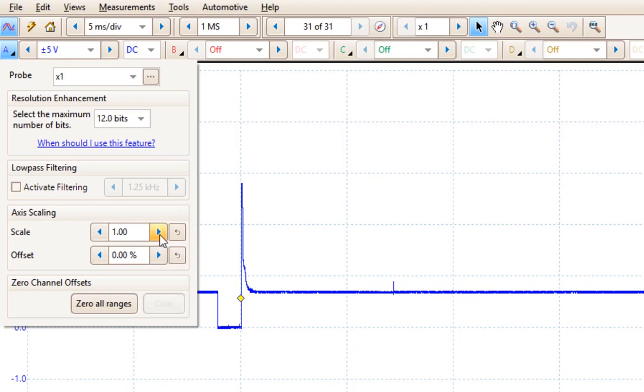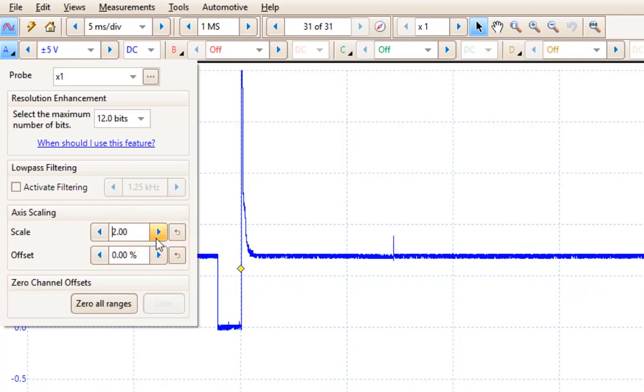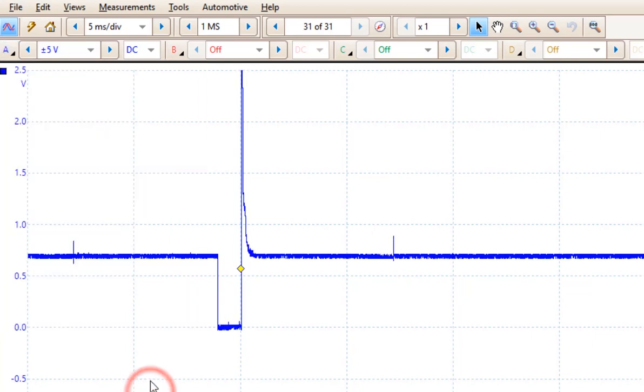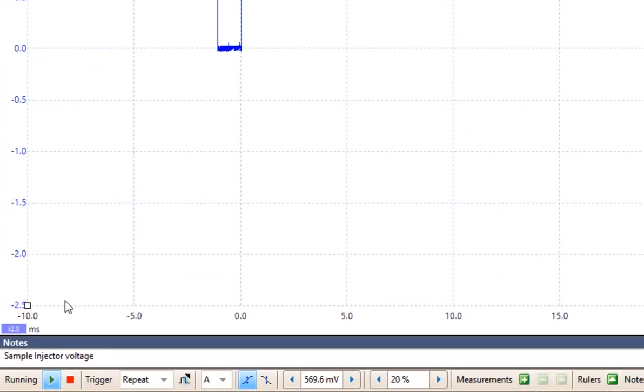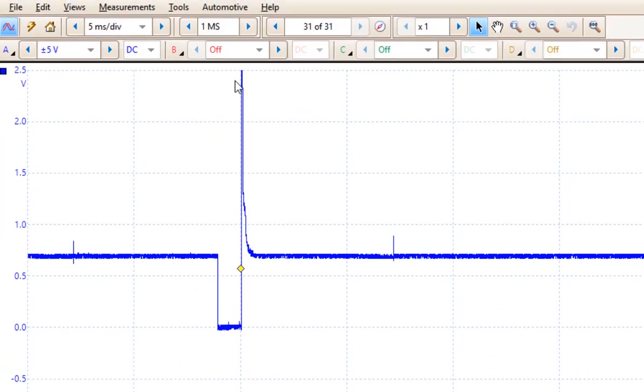scaling. Now, if I choose to scale it at 2 times, or twice as much, what you'll notice is that everything got bigger, but look at the scale on the side. It now reads 2.5 positive and 2.5 negative. And my pattern is off the screen, so I can't see the top of my voltage spike.